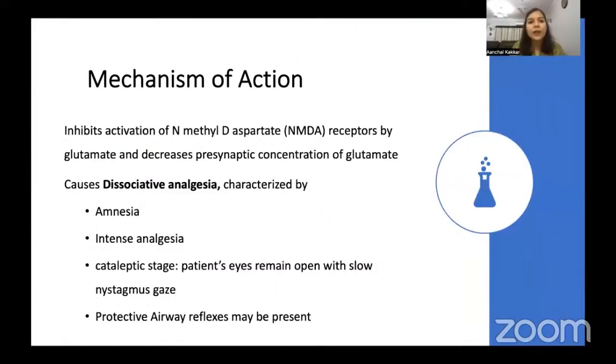Mechanism of action: it inhibits the activation of NMDA receptors, that is N-methyl D-aspartate, by glutamate, and decreases the presynaptic concentration of glutamate. And what does ketamine cause actually? It causes dissociative anesthesia, not analgesia, that was a typing error. So what happens in dissociative anesthesia? It is characterized by amnesia, intense analgesia, and a cataleptic stage in which the patient's eyes remain open and there is a nystagmic gaze. The patient may have protective airway reflexes, that is, the ventilation may not be hampered at all.